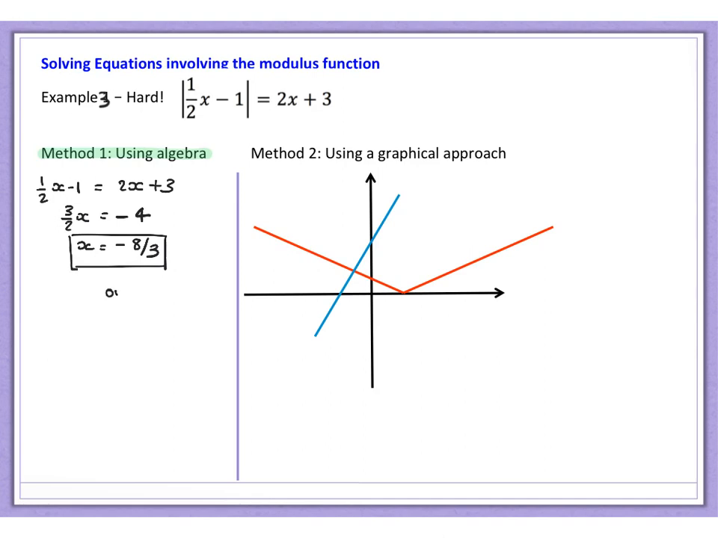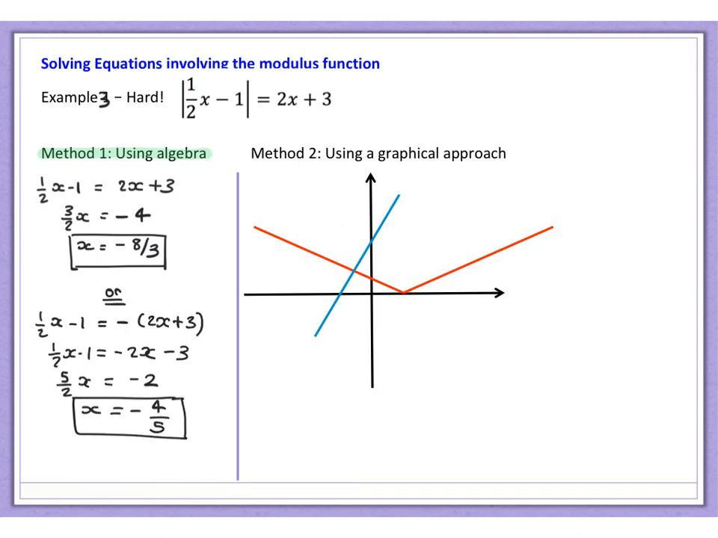I then do what I've done previously. A half x take 1 is equal to negative 2x plus 3 in brackets. So let's solve this. A half x minus 1 equals negative 2x take away 3. 5 over 2x is equal to negative 2. x is equal to negative 4/5. And we have a second solution, second answer.